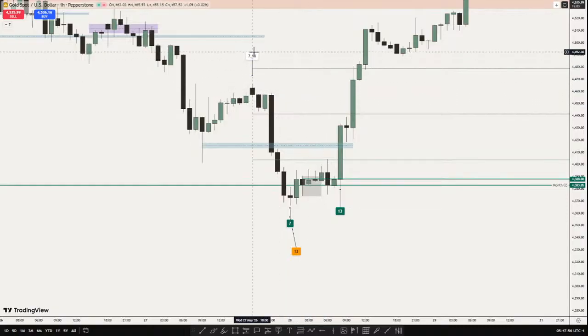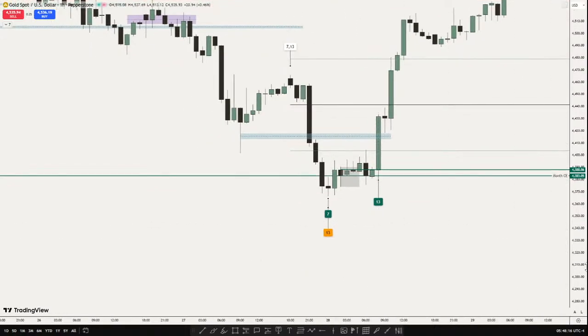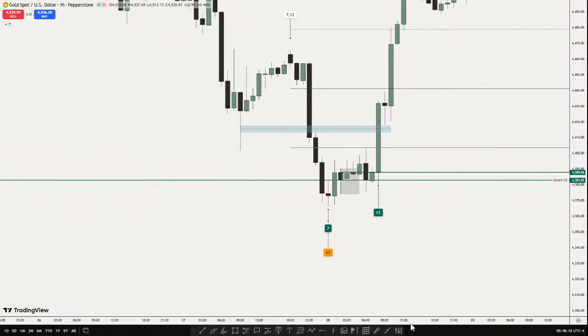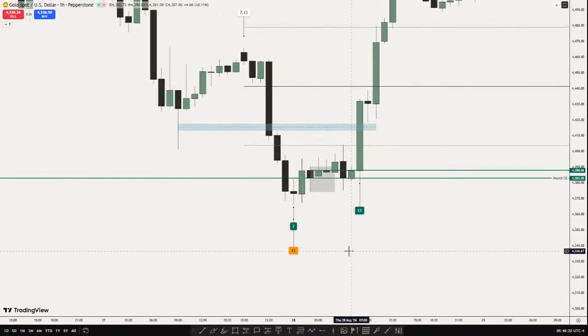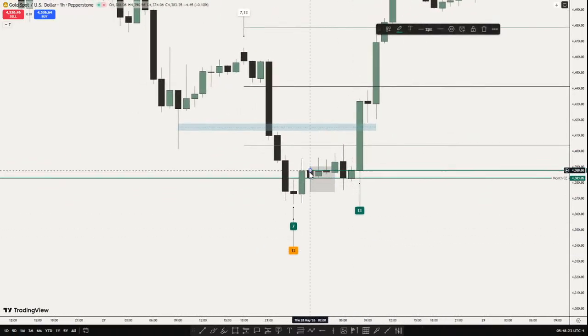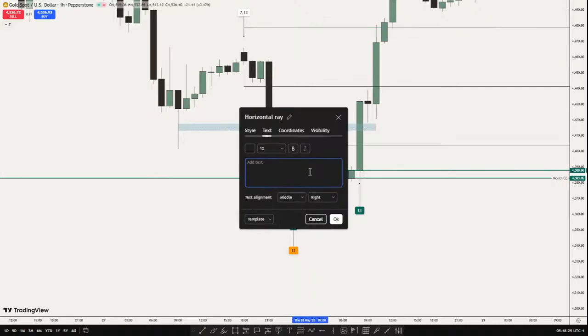Counting from here, we have 1, 2, 3, 4, 5, 6, 7. This is where the countings are converging, because this is the 7th 1 hour candle and the 13th 1 hour candle. The second important thing is that this was the 9th and 15th candle on 4 hour.